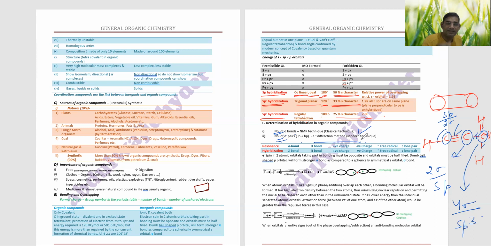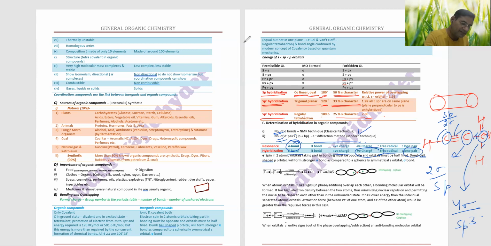Now see, this is already discussed that in resonance, the sigma bond will never take part. The sigma bond will never be considered in resonance, while the pi bond, positive charge, negative charge, free electron, free radical, and lone pair will be considered. In hybridization, only sigma will be considered, never the pi bond, and positive charge will never be considered. Free electron also will never be considered. Only lone pair, negative charge, and sigma bond will be considered in hybridization, never the pi bond. Now see, this was all about the comparison of resonance with hybridization.